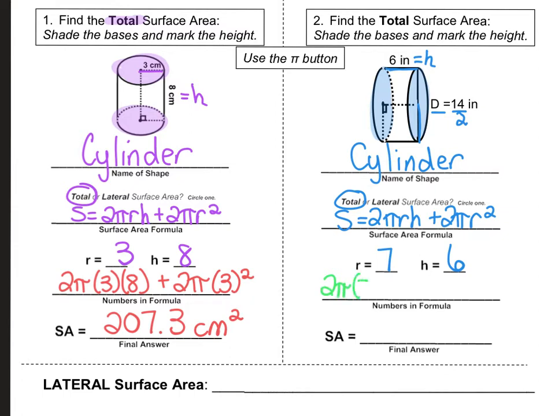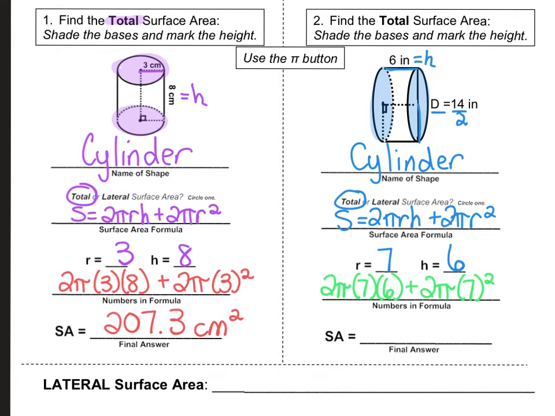2 pi times 7 times 6 plus 2 pi 7 squared. So in the calculator, you may want to use parentheses around the 7 and the 6. You can't just type in 7, 6 without a multiplication or something like that in between, okay? So again, we're going to round to the nearest tenth, which is 1 decimal place. So go ahead and pause if you need to.